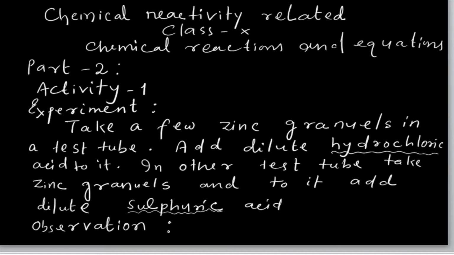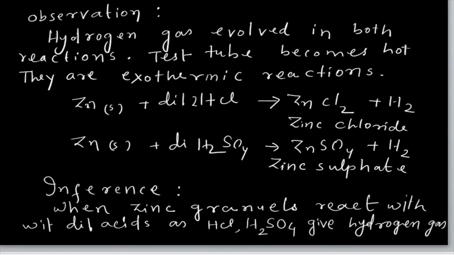Here, what is the meaning? That means you take zinc granules in a test tube and add dilute hydrochloric acid. In the other test tube, you take zinc granules and add dilute sulfuric acid. Then comes the question, what is the observation? Actually here, hydrogen gas is evolved. In both cases, hydrogen gas is evolved. And here the other products also form.